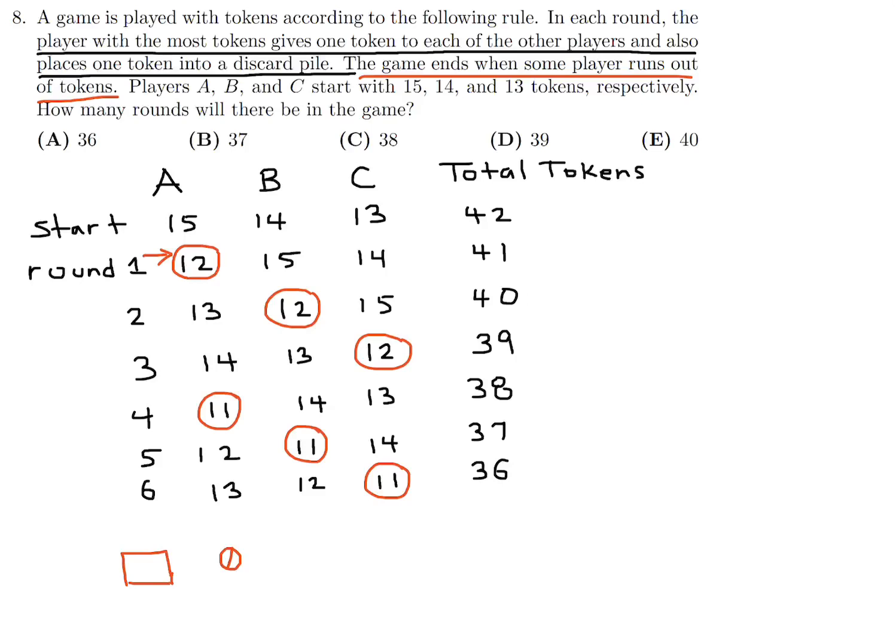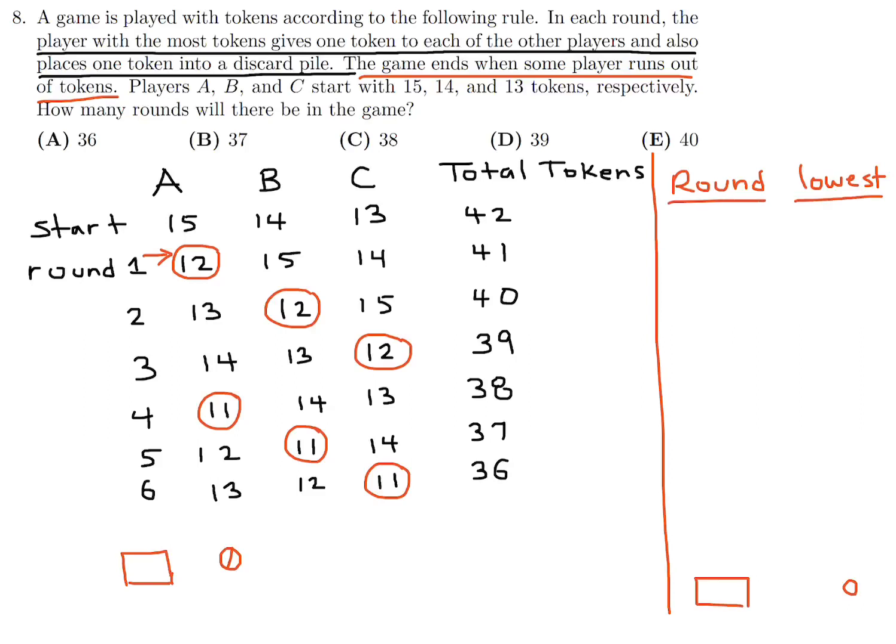Okay, no problem. Make another table here that will solve that dilemma. Round and lowest. Now, this table is going to end when we get down to 0. We want to know what is that round number. And hopefully we can see some sort of a pattern.